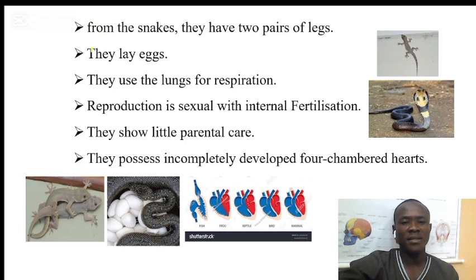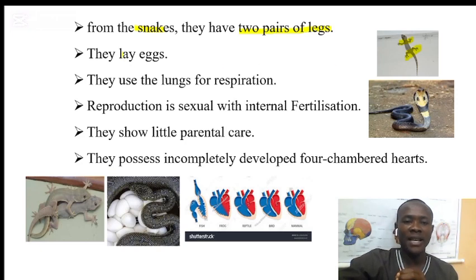The next characteristic is that apart from the snakes, they have two pairs of legs. They have the fore limb and they have the hind limb. The limb at the front is called the fore limb, towards the head, and the limb at the back, very close to the tail, is called the hind limb, as we have here. So this one is the fore limb, the one closer to the head, and the one closer to the tail at the back is called the hind limb.